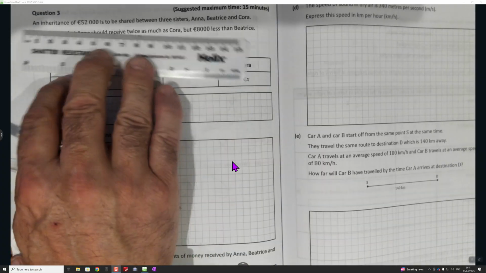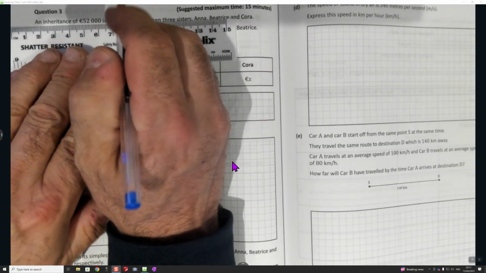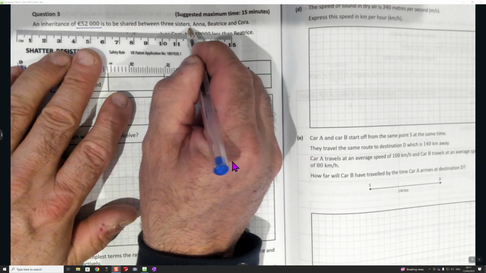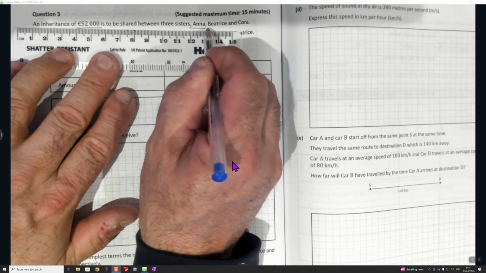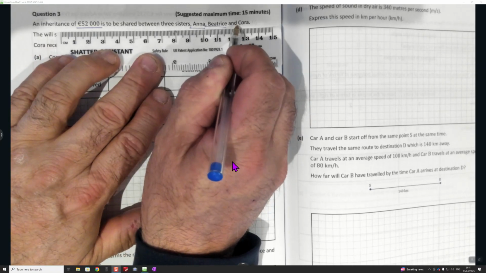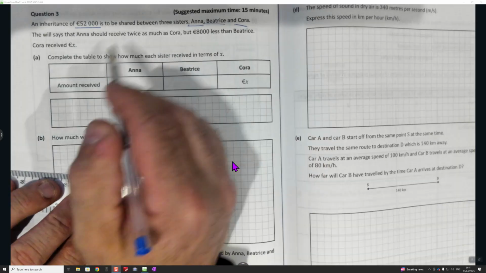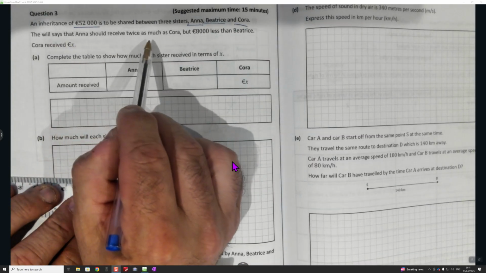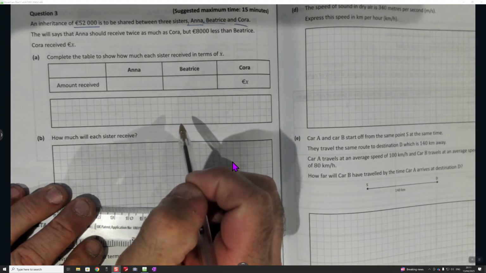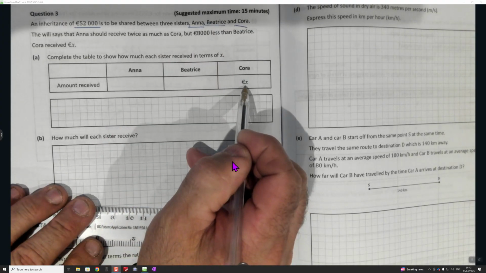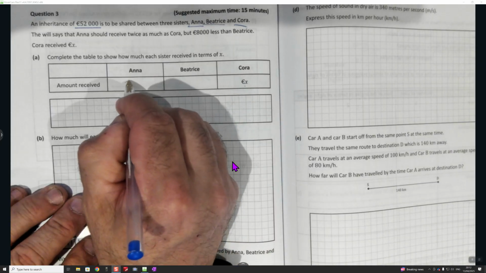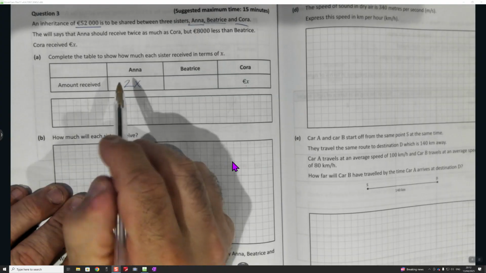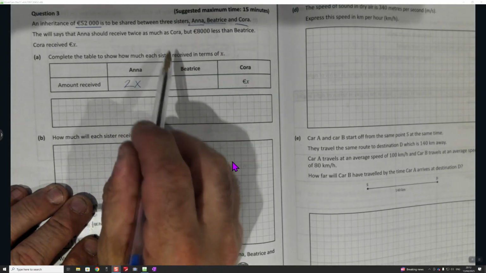Let's look more carefully. An inheritance of 52,000, that's the total, is to be shared between sisters Anna, A for Anna, Beatrice, B for Beatrice, and C for Cora. Okay, and the will says that Anna should receive twice as much as Cora. So if Cora has received X, then I'm going to say that Anna will receive 2X. Complete the table to show how much each sister receives.